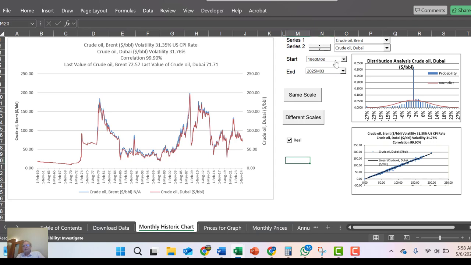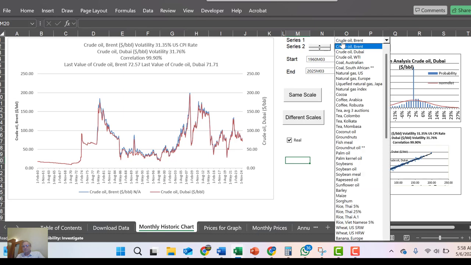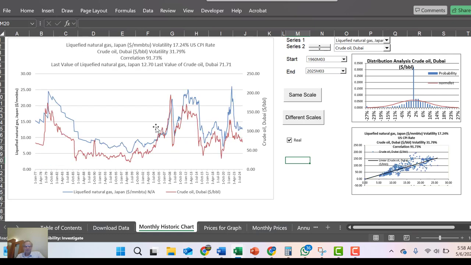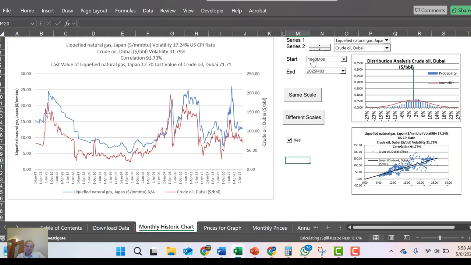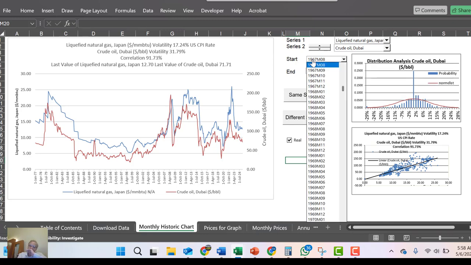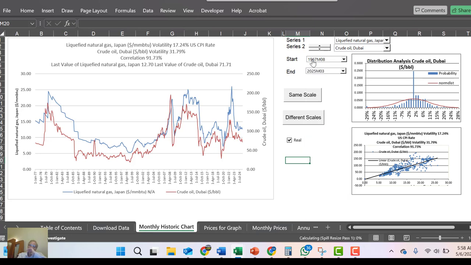Now let's look at natural gas instead, and let's compare the Japanese or Asian natural gas with, maybe we don't have to go all the way back. Okay, and again, I love to go through all this with those little drop down boxes and everything else, but let's go a little bit back here.